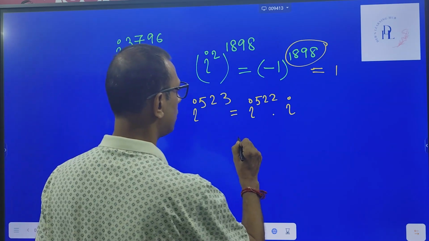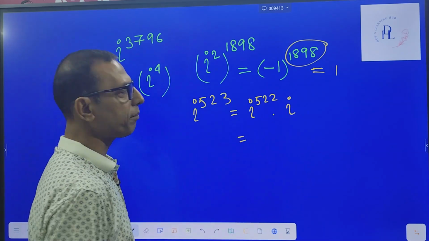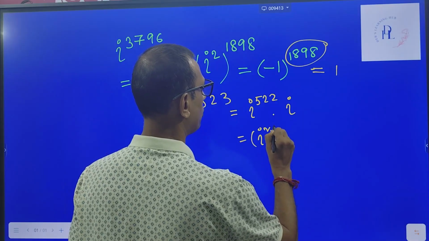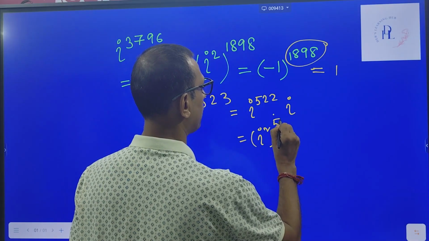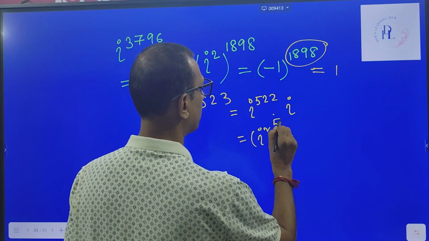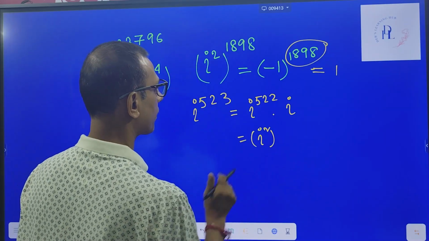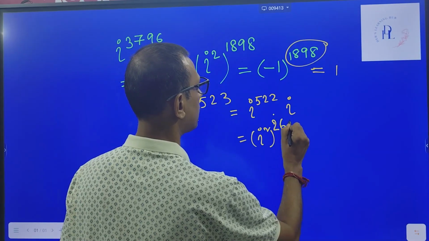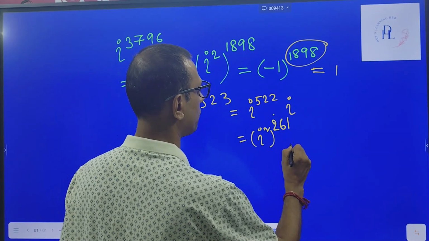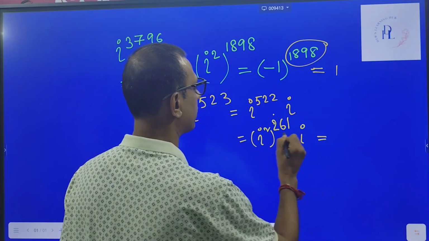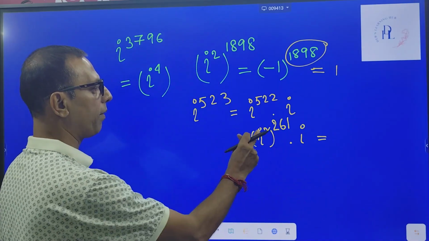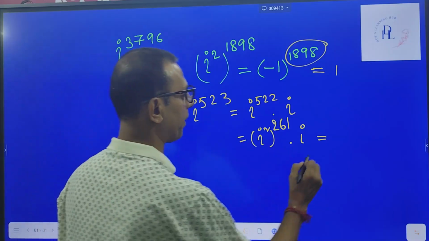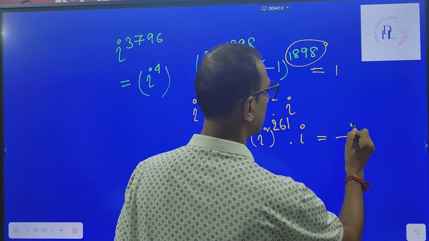So now 522 is an even number. So i square whole to the power 522 divided by 2, that means it will be 261. i square to the power 261 into i, that equals i square means -1 to the power 261. 261 is an odd number, that means it will be -1, so it will be -i.